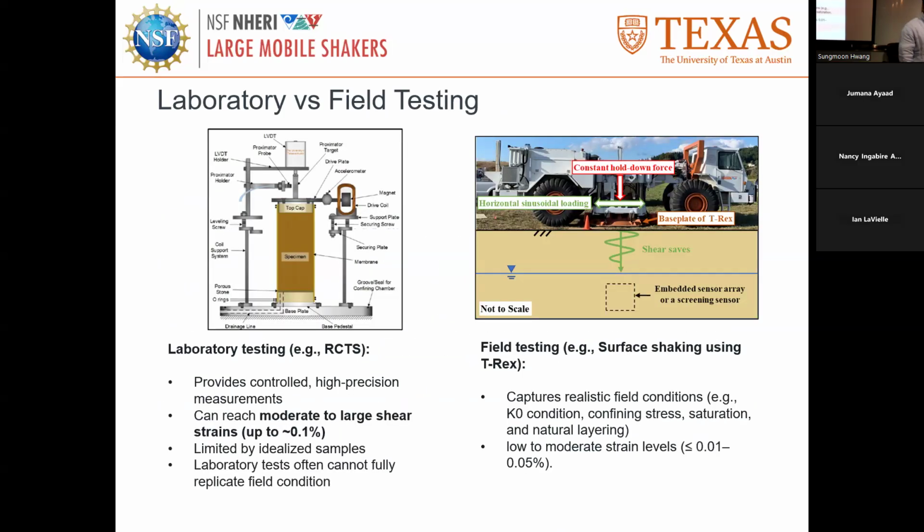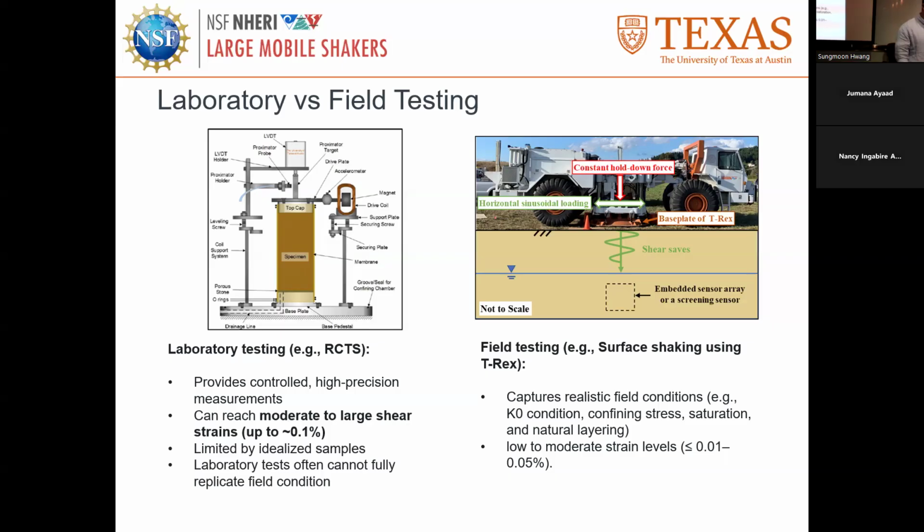Typically, we measure the nonlinear behavior of the soil using laboratory testing. The majority are for NQA1 level projects for nuclear power plants. They have to do nonlinear testing. I'm from UT and learned from Dr. Stokoe. I will give you the example of RCTS testing and the results from it. It provides controlled and high precision measurements and can reach moderate to larger strains up to 0.1%, depending on the soil type, and can go up to 0.2%.